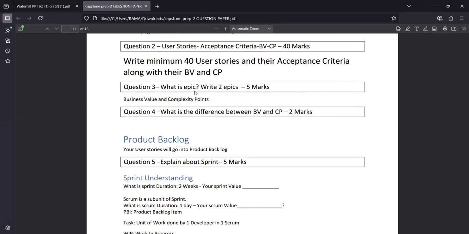For example, if a user story is not completing in a single sprint and is taking three to four sprints to complete, in that scenario we will consider it an epic. We break down the epic into multiple manageable user stories, and all those related user stories together we call an epic.